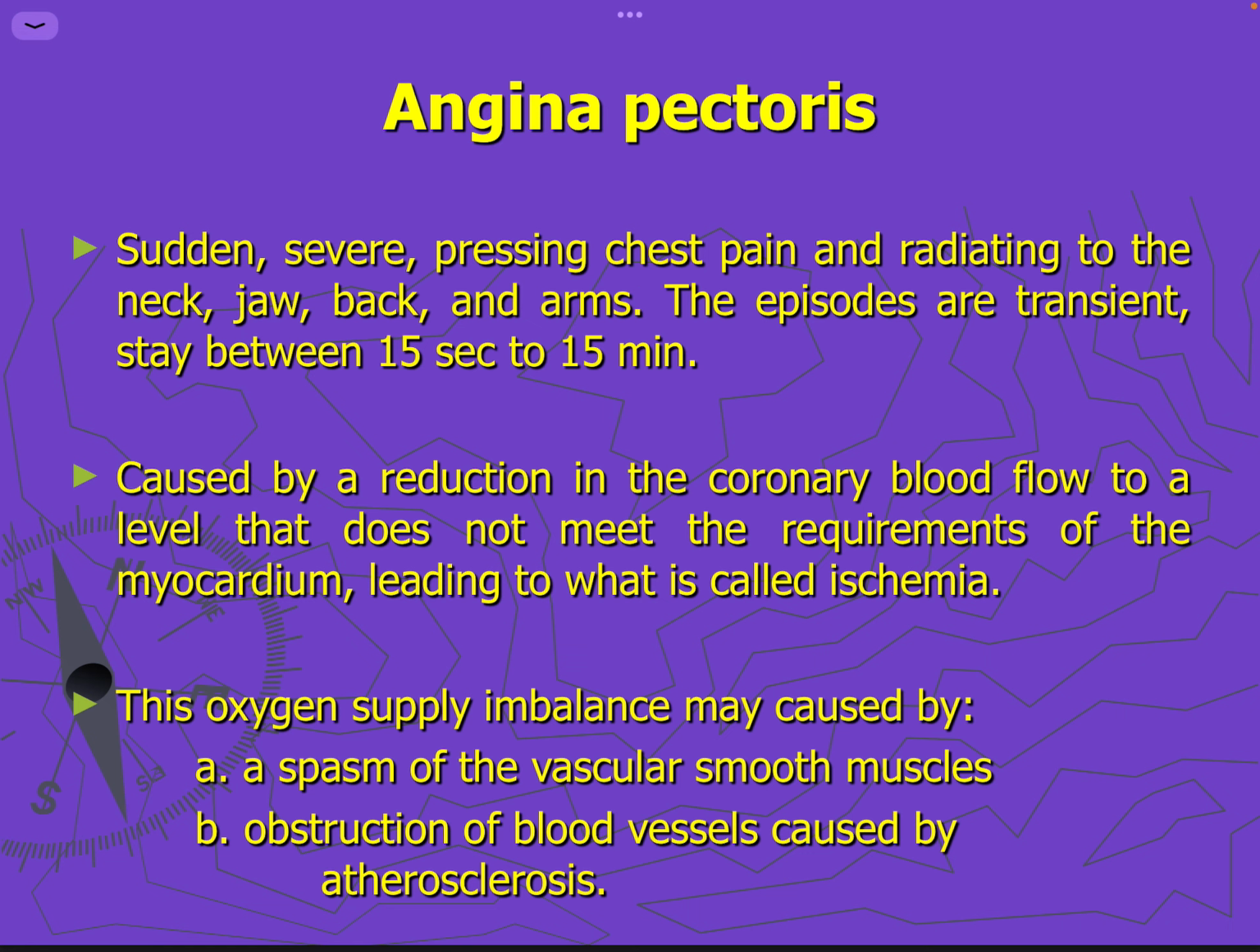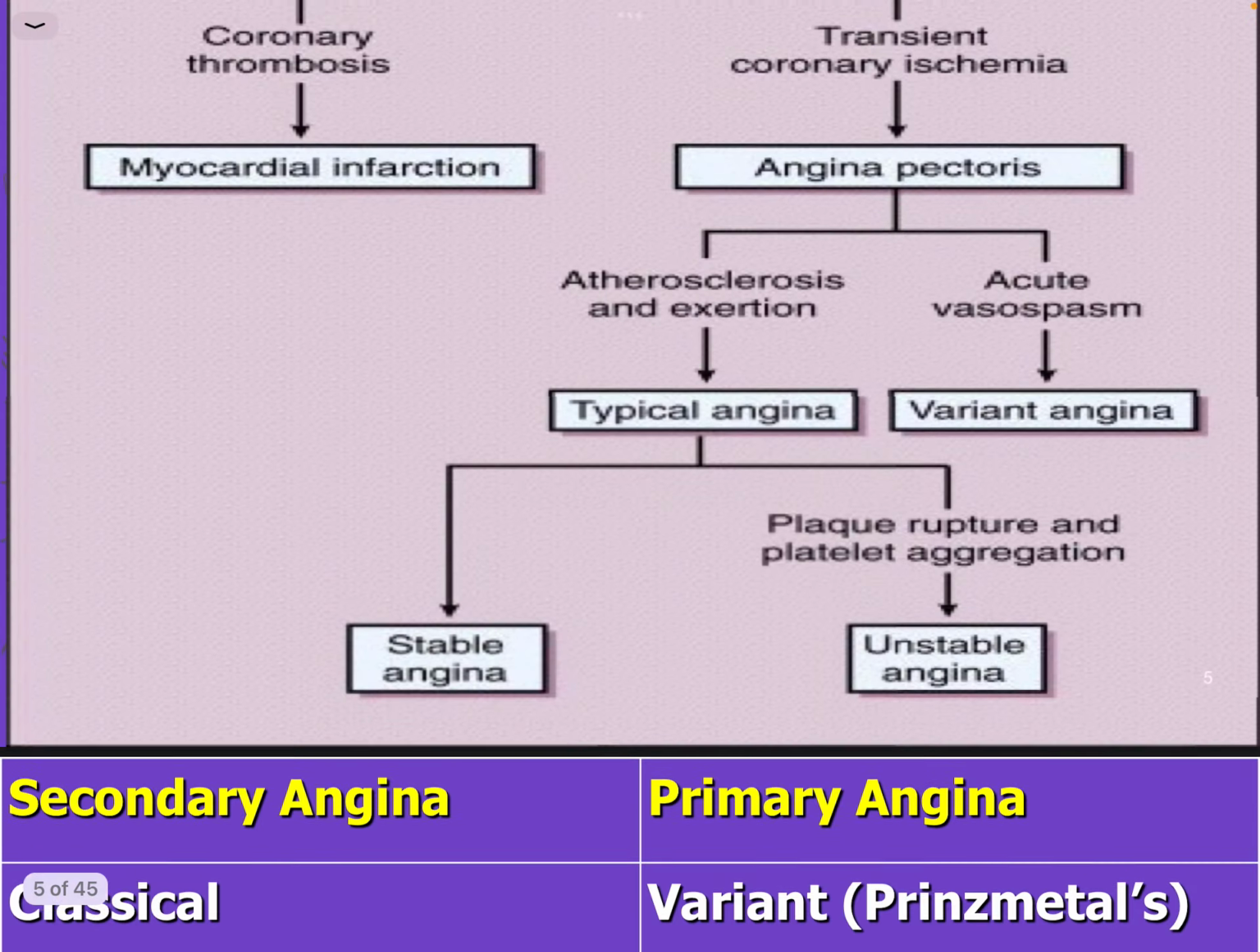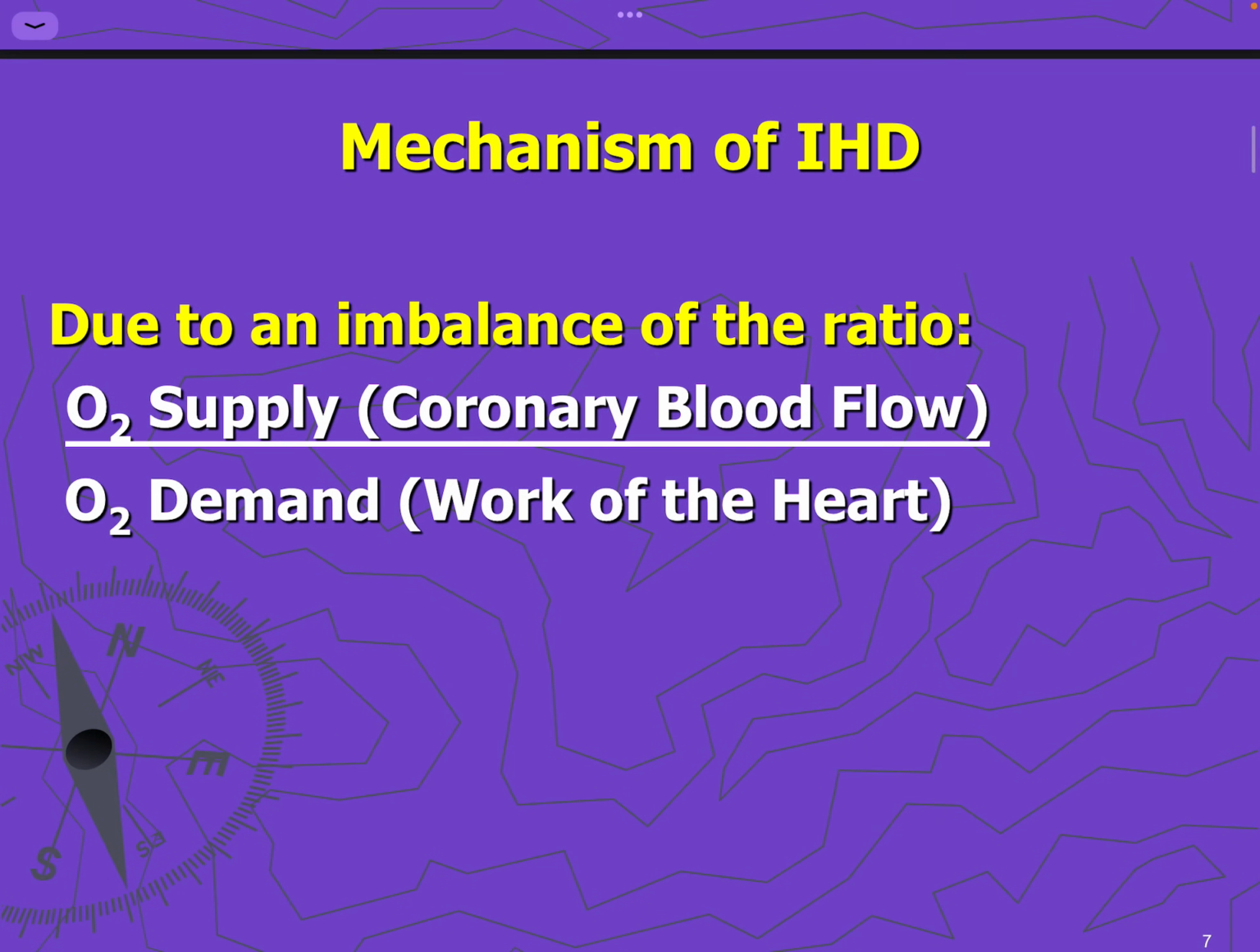So it is caused by a reduction in the coronary blood flow to the level that it does not meet the requirements of the myocardium. And this leads to what is called ischemia. So the mechanism, if we talk about ischemic heart disease, it happens because we have an imbalance of the ratio between the oxygen supply and the oxygen demand. So if we modulate either one of these parameters, either we increase the oxygen supply, of course, or we decrease the oxygen demand.